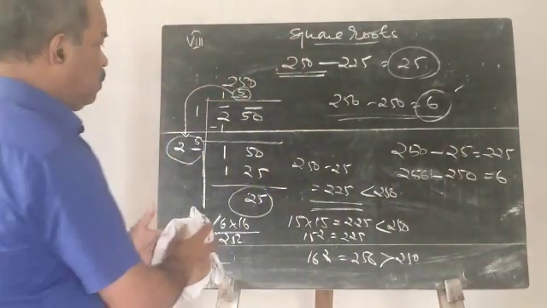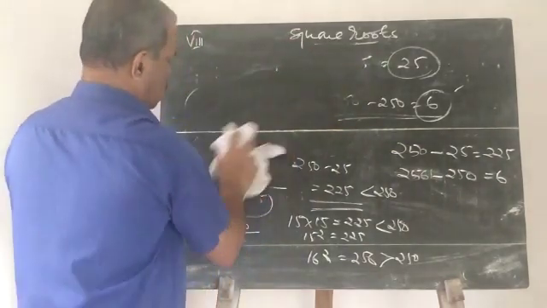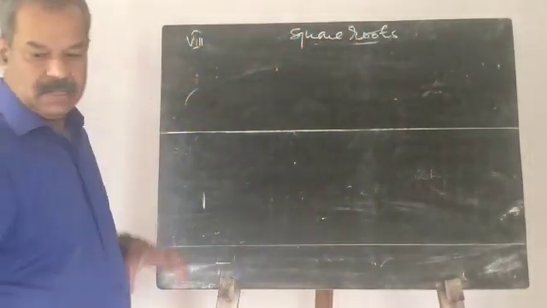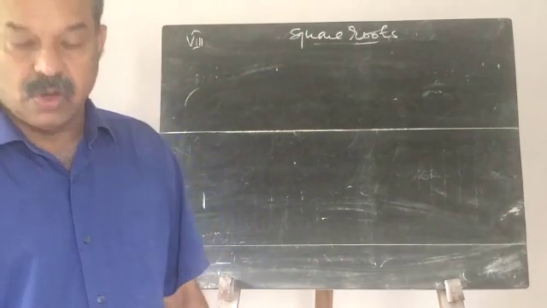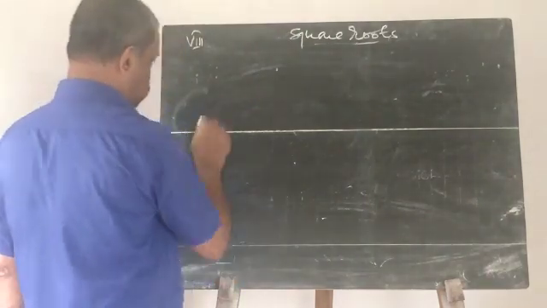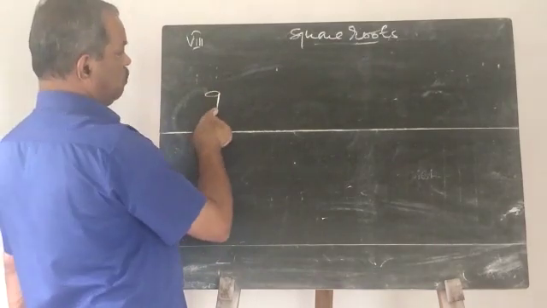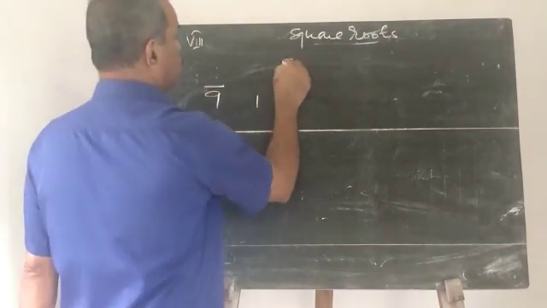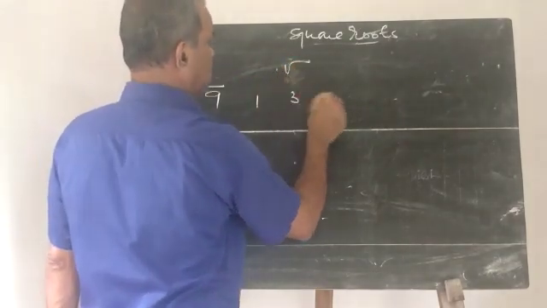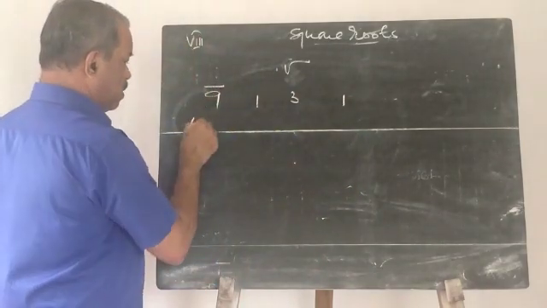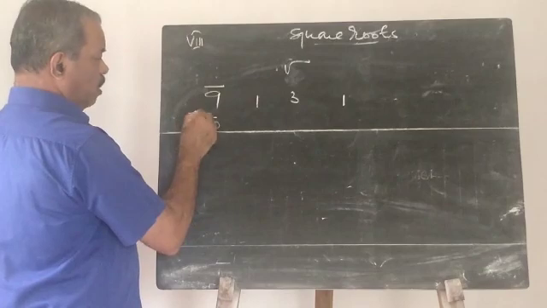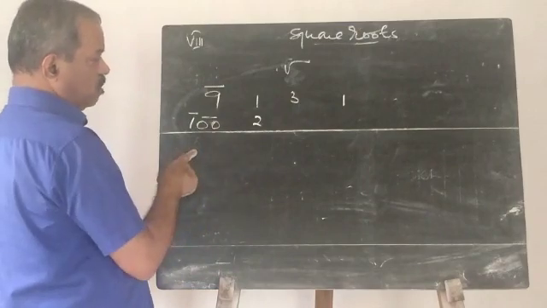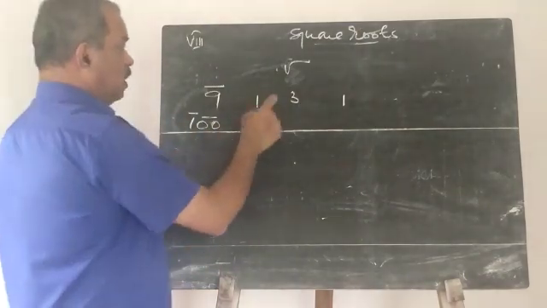Then another important result we want to discuss is estimating the number of digits in the square root of a number. For example, 9. How many groups? Only one group. The square root of 9 is 3, which has 1 digit. Then 100. How many groups? 2 groups. The square root is 10, 2 digits.